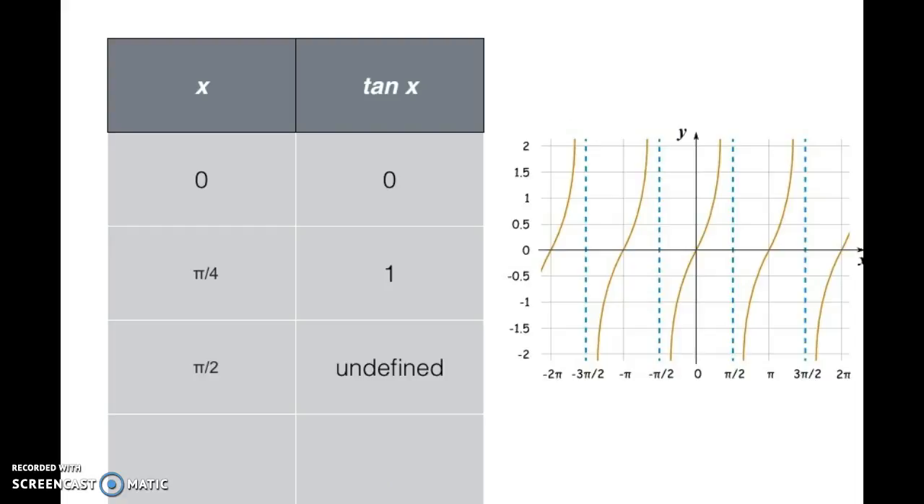Now we can begin to graph the graph of tangent. Tangent of pi over 2 is undefined. That is, there will be no point on the graph with an x-coordinate of pi over 2. To help us remember this, we will draw a dotted vertical line through x equals pi over 2. The vertical line is called an asymptote. Our graph will never cross or touch this line.